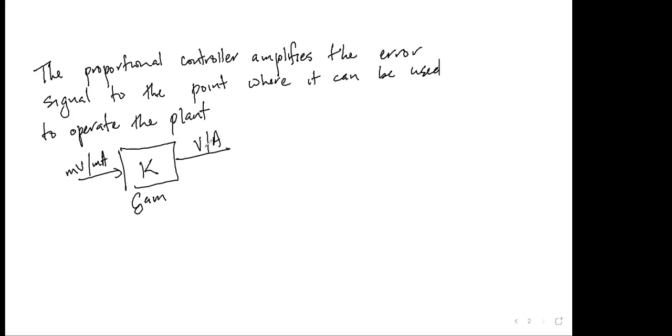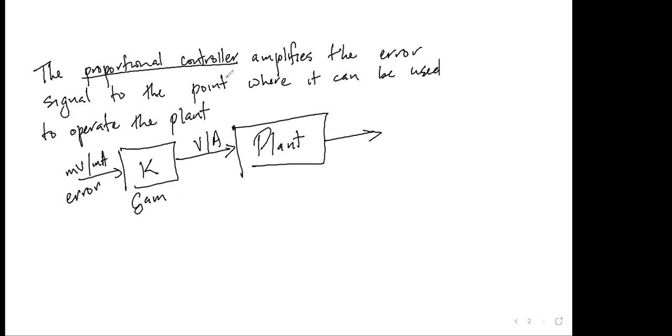So what we are saying is that your proportional controller just serves to amplify the error signal. So this is my error signal coming in, the difference between what I want, and I amplify it to be able to operate my plant. All right, so you can look at the proportional controller in that way.